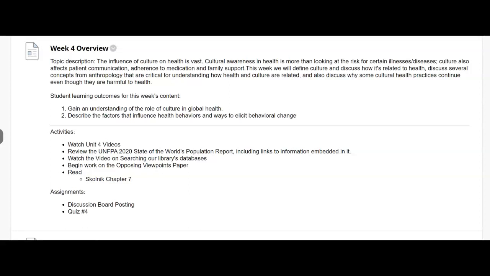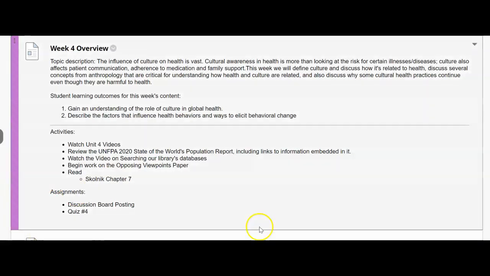So first of all, you're going to be reading chapter 7 in your Skolnick text. And I think you've already realized how much we do depend on the text. The textbook is an excellent one for global health, and for an online course, it's essential that we do the readings and reflect on the readings. So for the end, you're going to post your discussion board, reply to at least one of your classmates, and do the quiz 4.